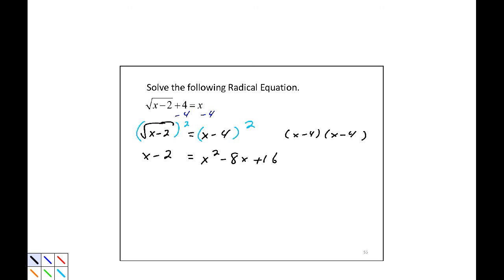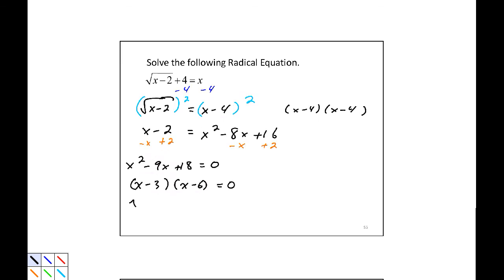Now we can't just solve this because it's not a linear equation. We need to get everything on one side and factor. So I'm going to subtract x and also add 2. So that I have x squared, I'm switching the sides as well, minus 9x plus 18 equals 0. Now that does factor as x minus 3, x minus 6.